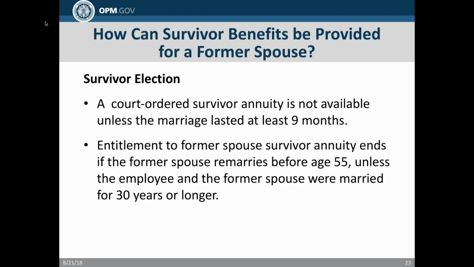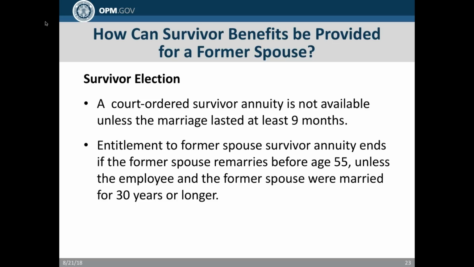A court-ordered survivor annuity is not available unless the marriage lasted at least 9 months. It's very important. So that benefit can only be awarded to couples who have been married at least 9 months or more. Entitlement to a former spouse survivor annuity ends if the former spouse remarried before the age of 55, unless the employee and the former spouse were married for 30 years or longer.